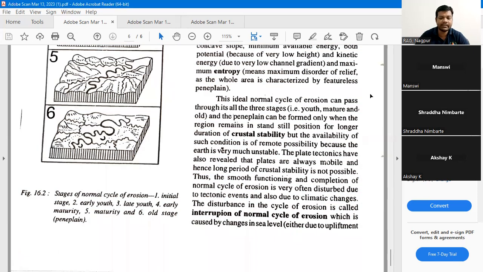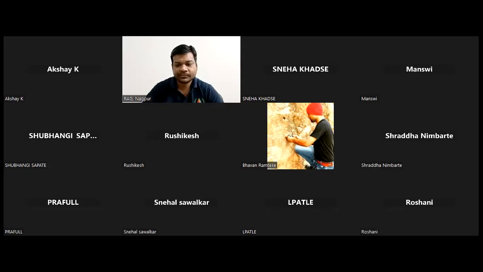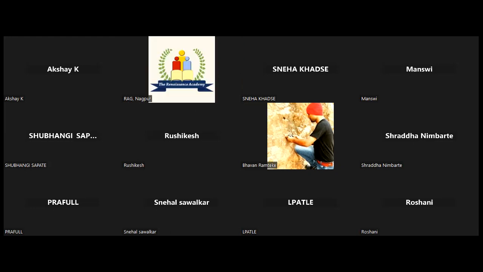Now, it is not like each and every agency has a perfect cycle of erosion. Just like the river has the erosion cycle, but wind does not have an erosional cycle. Glacier does not have an erosional cycle. Groundwater does not have an erosional cycle. Hence the river valley is considered the normal cycle of erosion, or normal cycle of geomorphology, or normal geomorphic cycle. Got this?